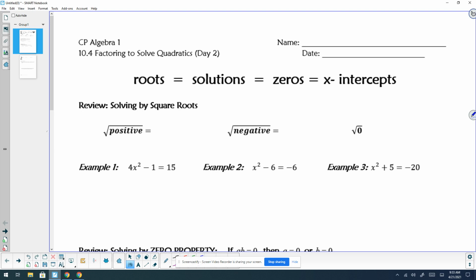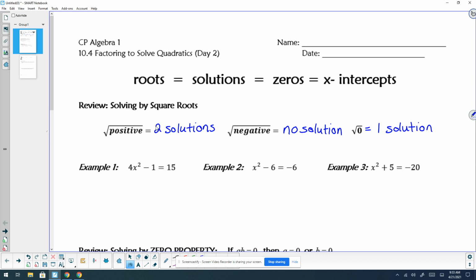If I take the square root of a positive number, I'm going to get 2 solutions. If I take the square root of a negative number, I'm going to get no solutions. And if I take the square root of a 0, I'm going to get 1 solution. Now, it is important to know when you're going to use square roots versus when you need to factor.